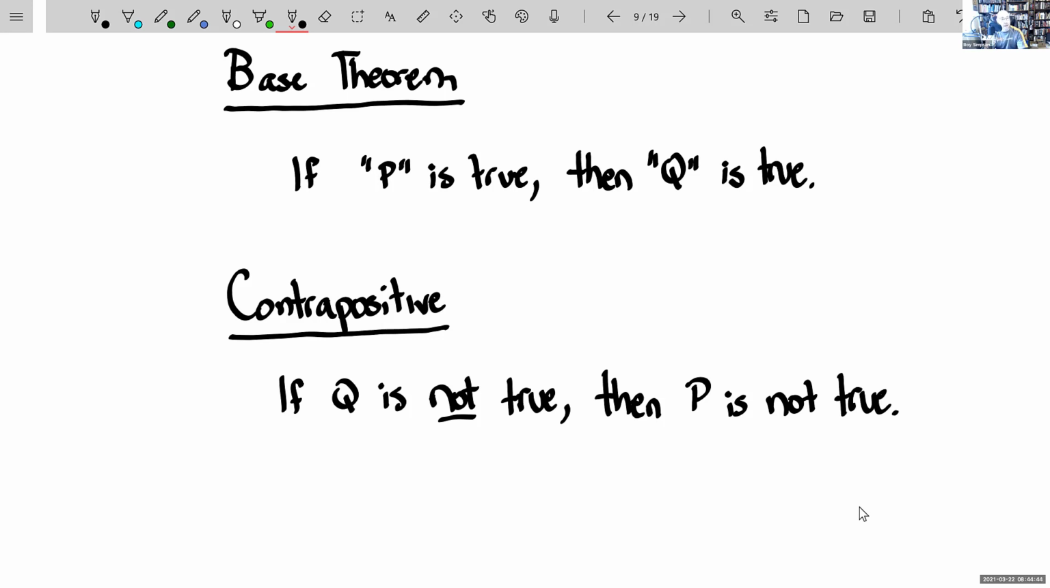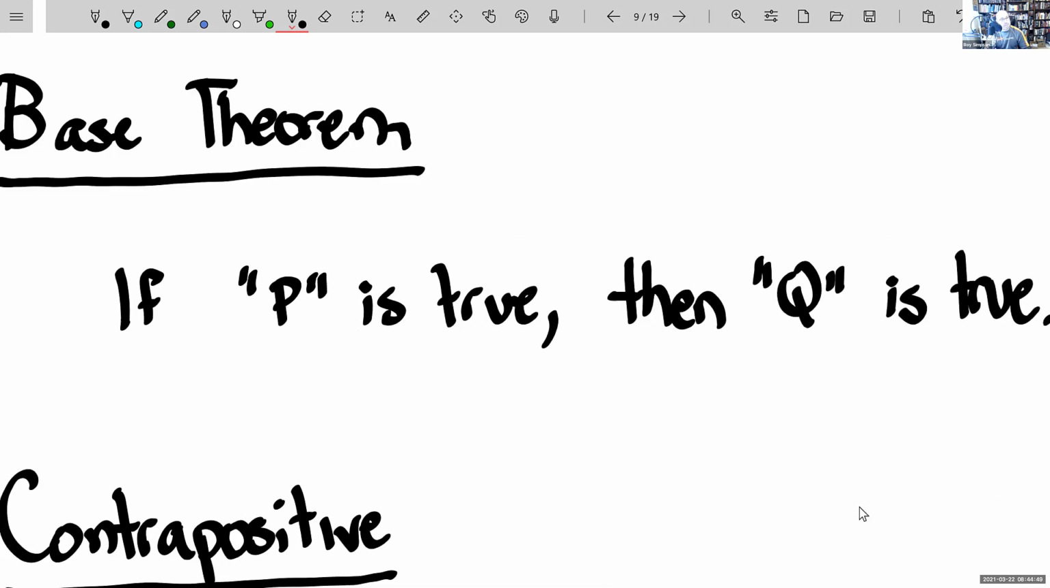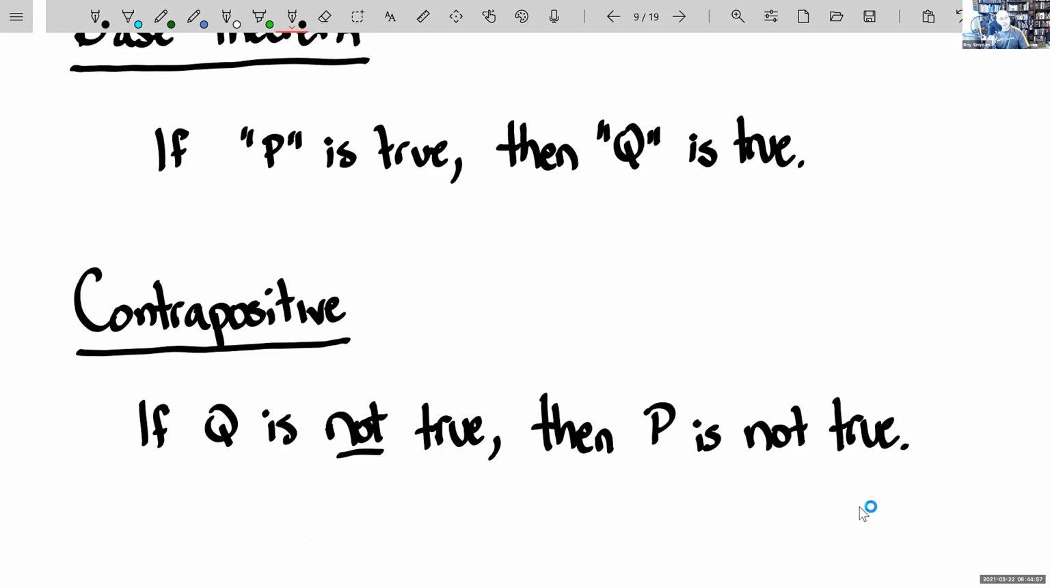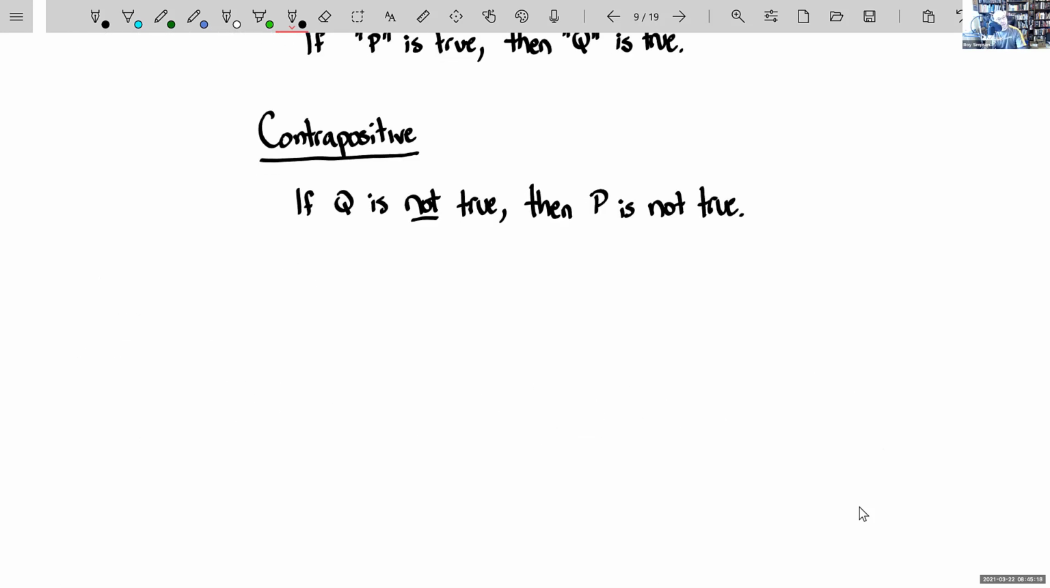So let's go back to the raining cloudy thing. The base theorem is if it's raining, then it must be cloudy. That should make sense. Its contrapositive is if it's not cloudy, then it's not raining. Again, makes sense. I know you can always create counters to that, but whatever. So that's the contrapositive: taking the negation of the consequent and saying that implies the negation of the antecedent, is what we'd say.